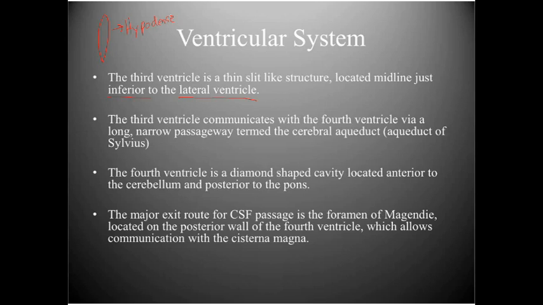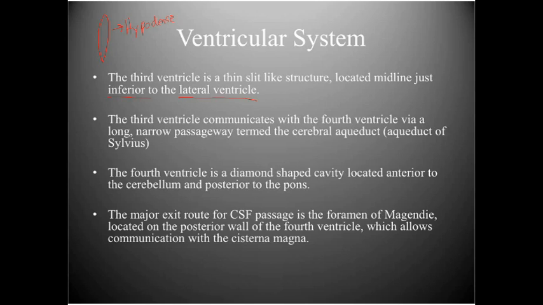The third ventricle communicates with the fourth ventricle via the long, narrow passageway termed the cerebral aqueduct of Sylvius. This goes back to Roman times, where aqueducts would allow the passage or the flow of water to remote areas. And so this allows the third ventricle to communicate with the fourth ventricle, which is pretty distant in terms of where it's located in comparison to the lateral and third ventricles.